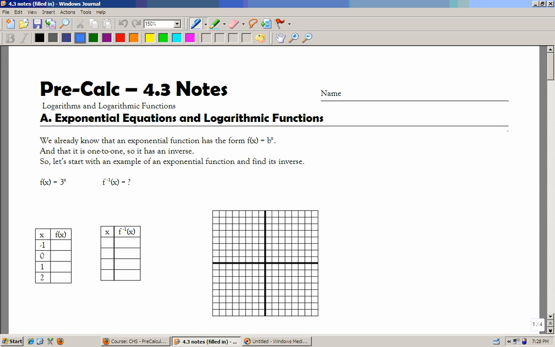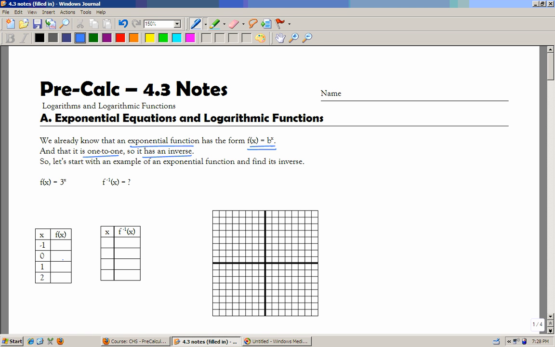Okay, today we're in section 4.3, part A, exponential equations and logarithmic functions. We already know that an exponential function is in the form of f(x) = b^x. It's also one-to-one, so we know it does have an inverse. So we're going to find its inverse. We're going to use the example of f(x) = 3^x.